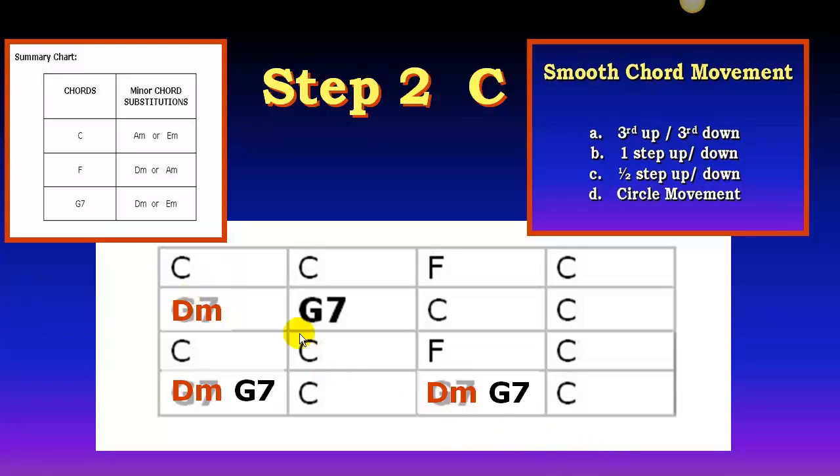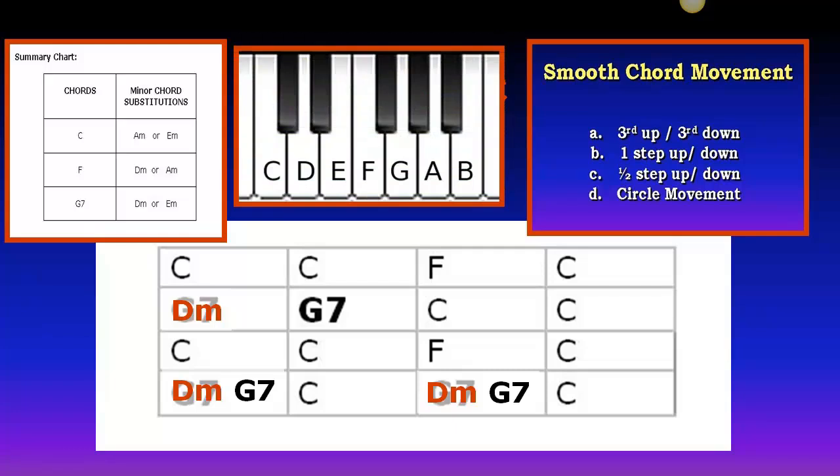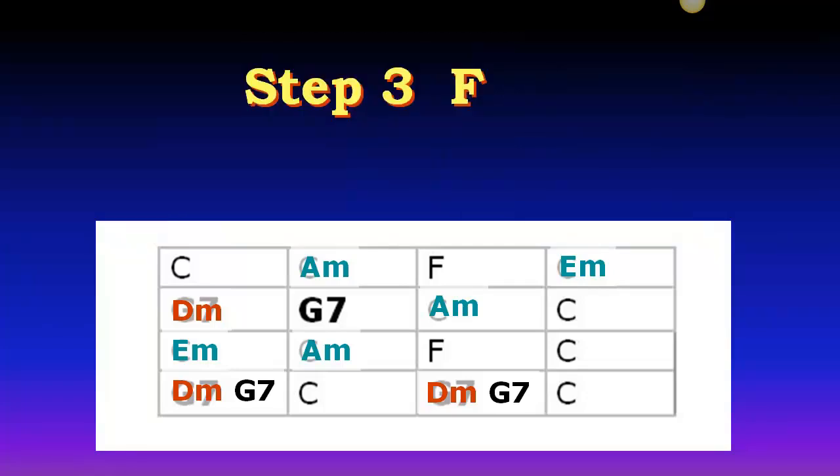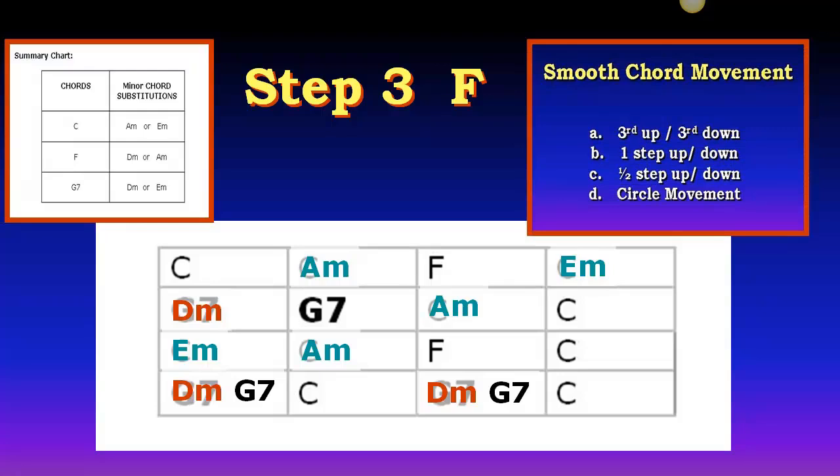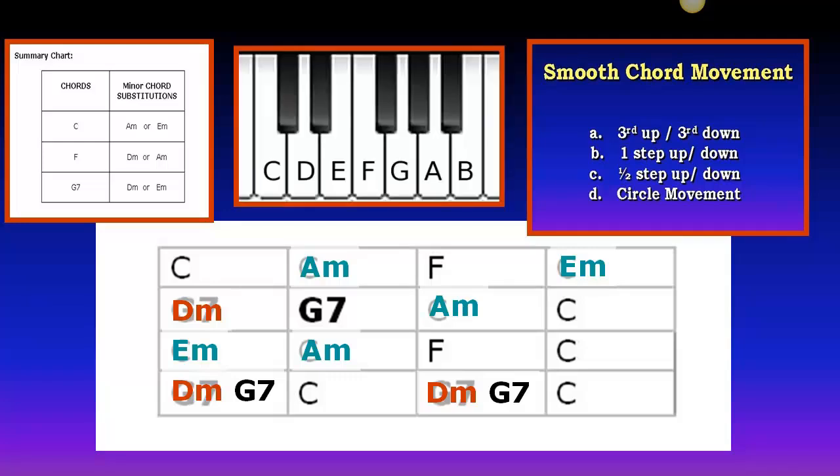And you see that there are many C's here. 1, 2, 3, 4, 5, 6, 7, 8, 9, 10. And we're going to go to the piano to listen to some of these sounds. And we're going to start subbing some of these C chords with either A minor or E minor. And you don't need to substitute all of the C chords. And then I go to step 3. And we're going to substitute the F chord. We take out the summary chart. We take out the smooth chord movement to remind us how chords tend to move one to the other. And we are going to go to the piano to listen to the sounds. And then I will do some of these subbing.